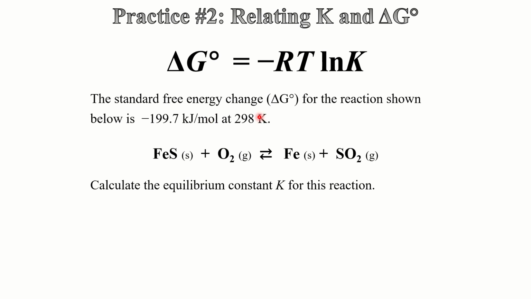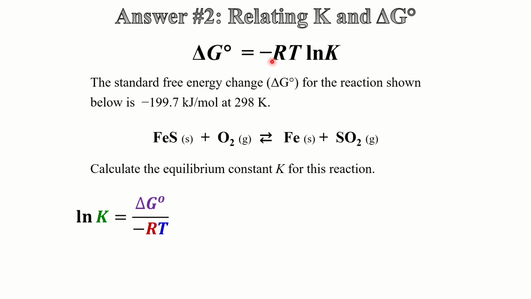The standard free energy change for the reaction shown below is negative 199.7 kilojoules per mole. Calculate the equilibrium constant K for this reaction. So I would take this equation and rearrange to solve it for ln K by dividing the negative RT to the other side. So I get ln K equals delta G naught over negative RT.